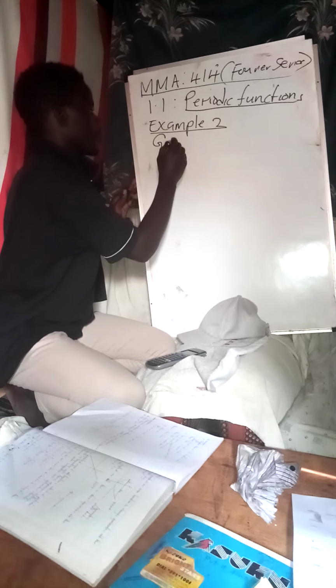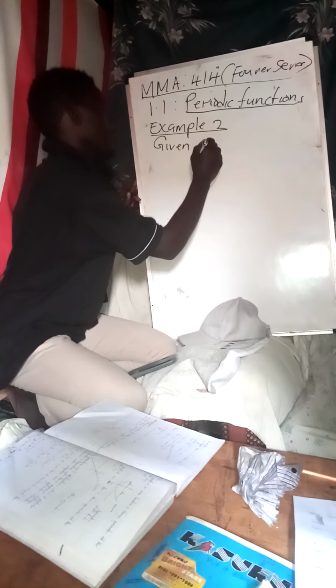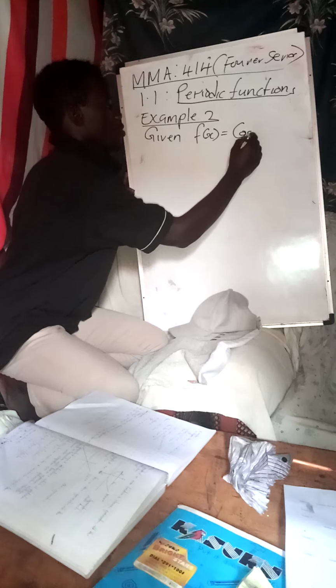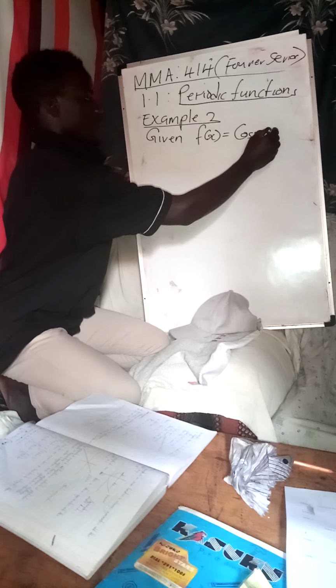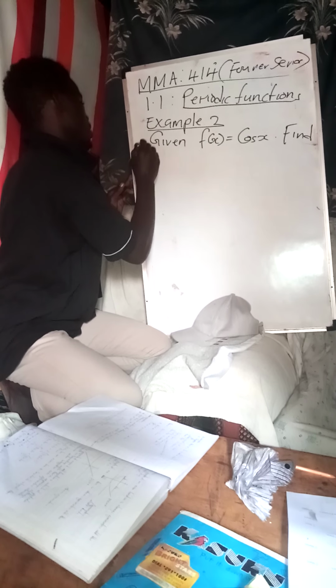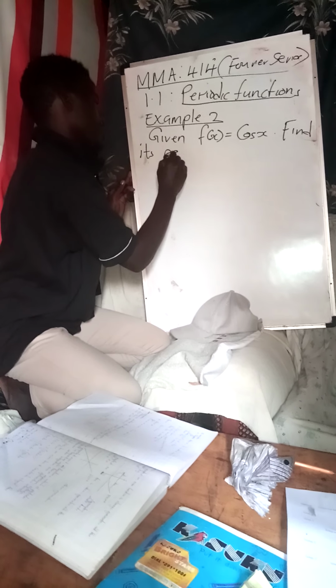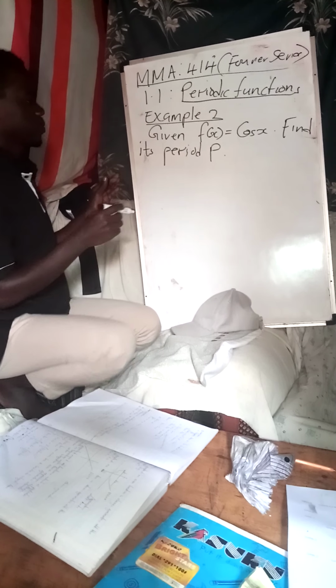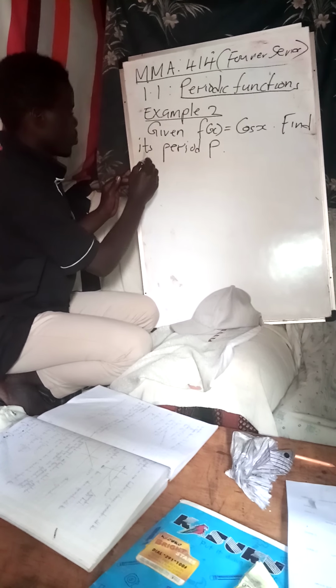Given a function f of x equals cos x, find its period. Find its period p. So, solution.